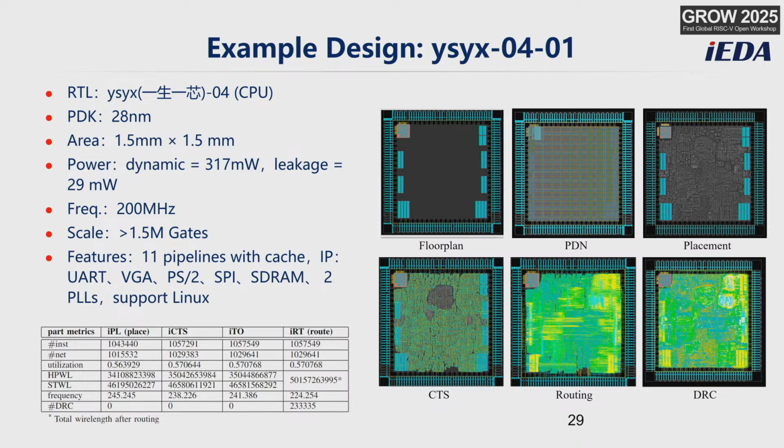And here is an example of a design by the EDA toolchain. This is a CPU chip from Yixing RISC-V at the 28 nanometer process node, and the reports and results are shown in the figure. The right figures and the left tables are for each internal tool.